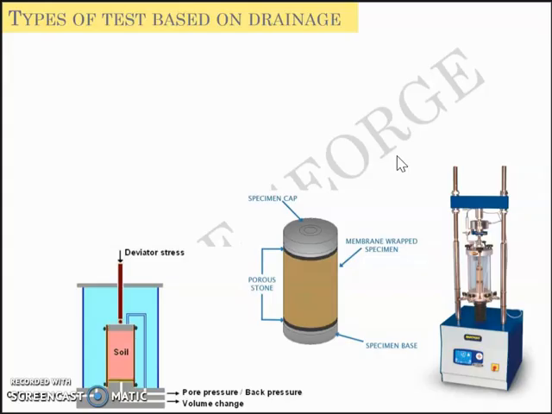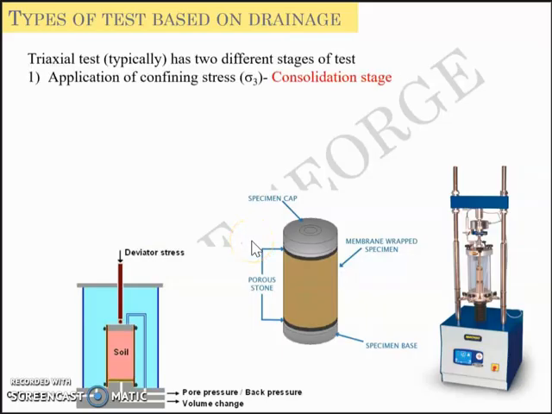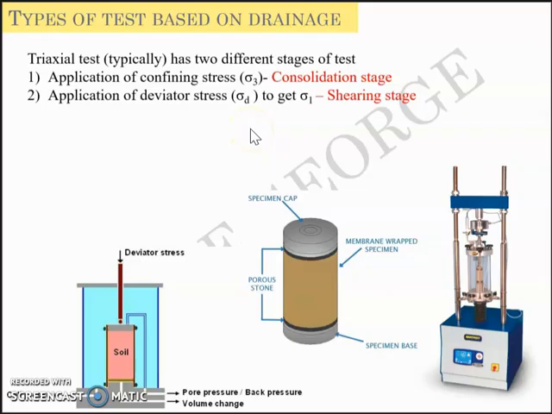Now the types of test based on the drainage. One of the disadvantages of the direct shear test was that you didn't have the option to control drainage, and you didn't have the option to have pore pressure measurement, which again is an advantage here for the triaxial test. Triaxial test typically has two different stages of test. The consolidation stage, where you apply the confining stress sigma 3, and the shearing stage, where you apply the deviator stress sigma d to get the sigma 1.